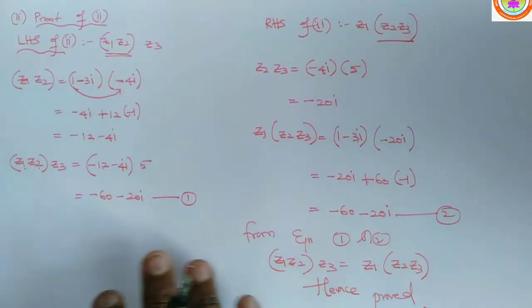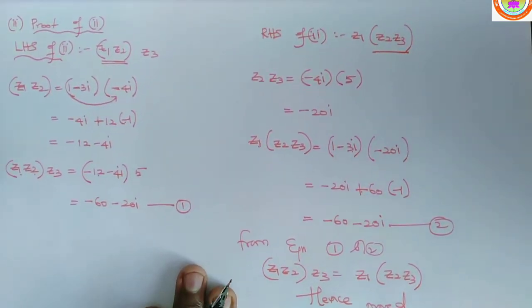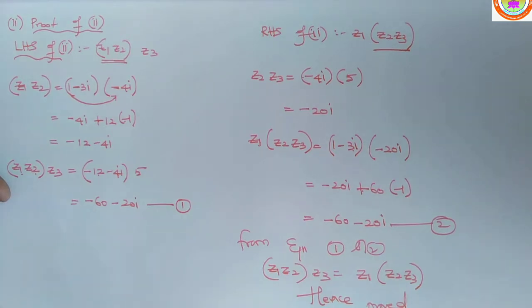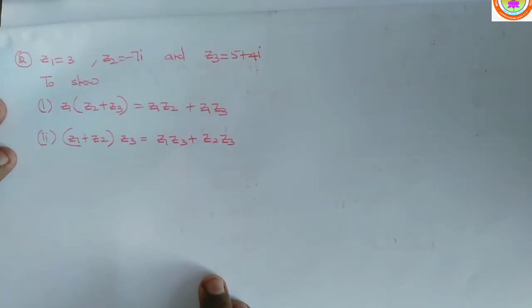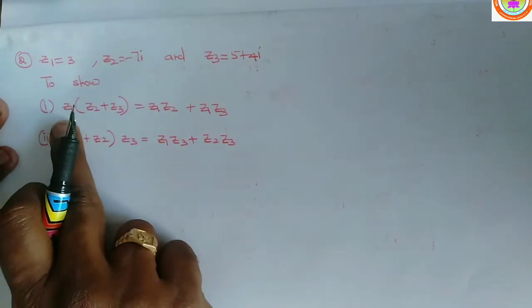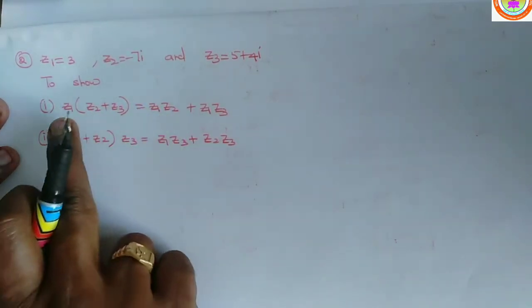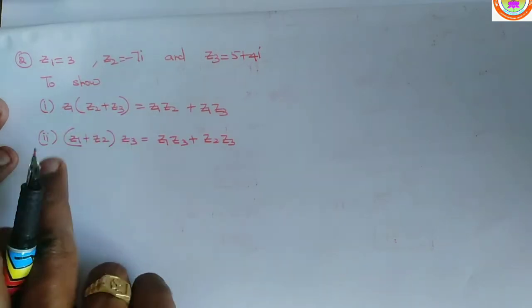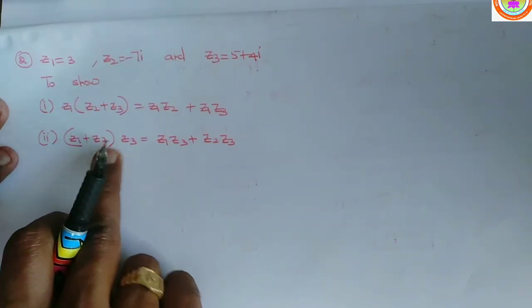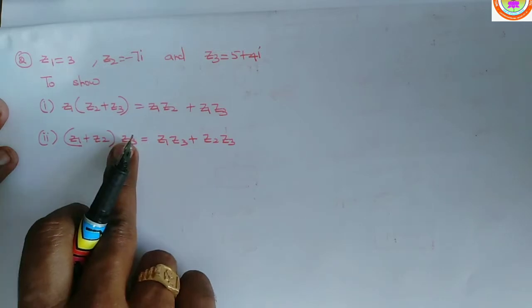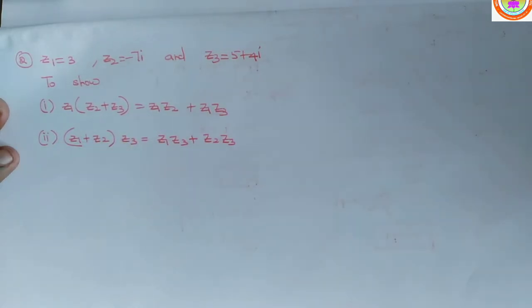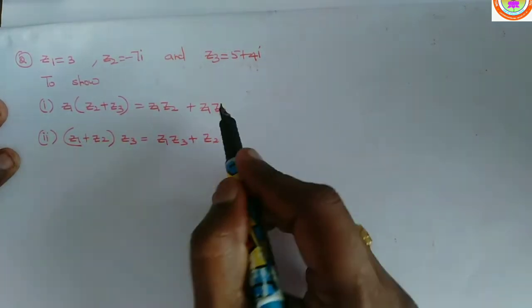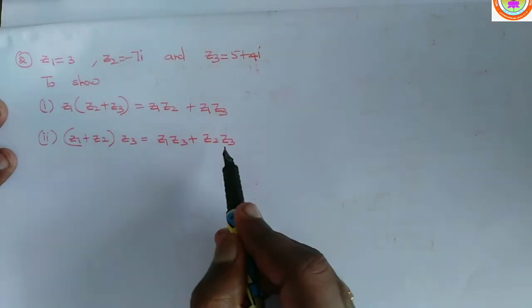The first sum, subdivision 2, is over. Next we will move towards the second sum. Second sum: z1 is equal to 3, z2 is equal to minus 7i, z3 is equal to 5 plus 4i. To show z1 into (z2 plus z3) is equal to z1 z2 plus z1 z3, and (z1 plus z2) into z3 is nothing but z1 z3 plus z2 into z3. So this is the distributive property under addition.